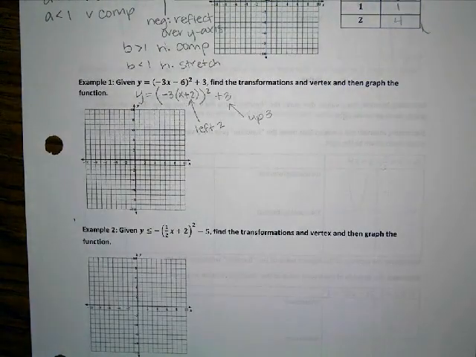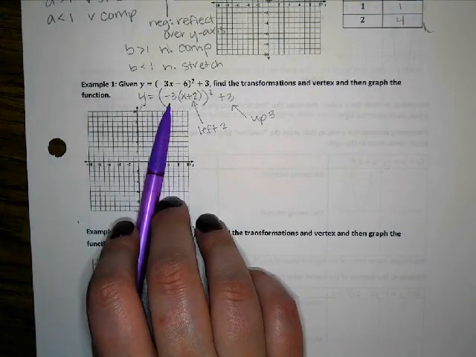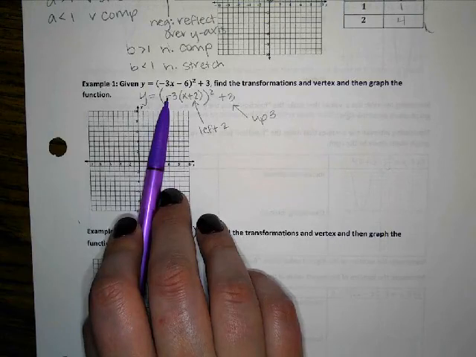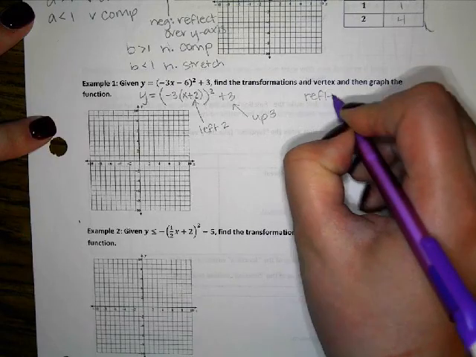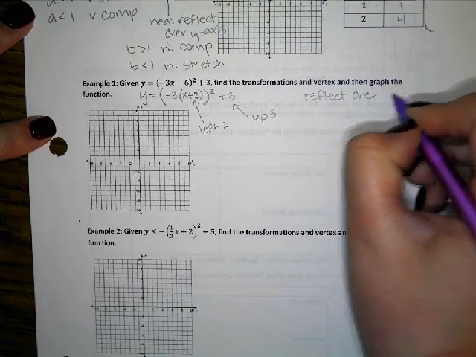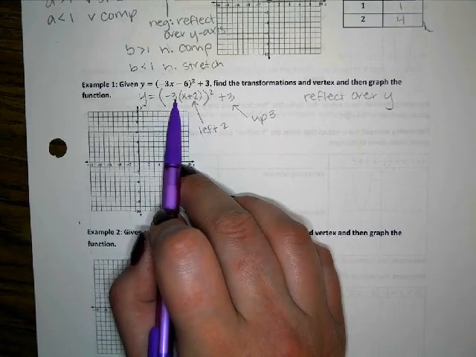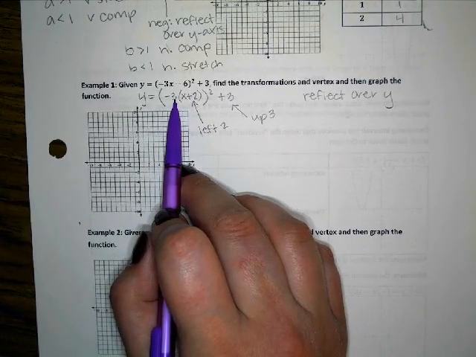In here we have a coefficient, but it's inside the function. So if we have a negative in the front inside the function, what does that mean? Reflect over y. This has been reflected over the y-axis. So we're going to say reflect over y. All right, and then it's got a 3, which feels like it should be a stretch, but it's not a stretch because it's on the inside of the function. So what is that instead? Horizontal compression.